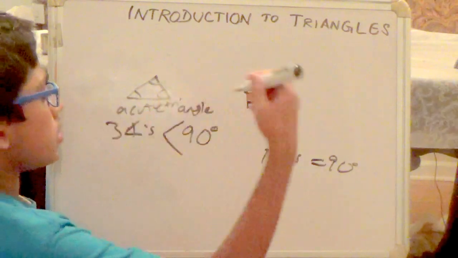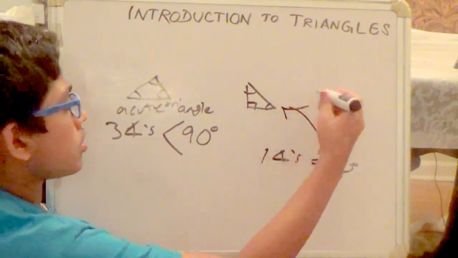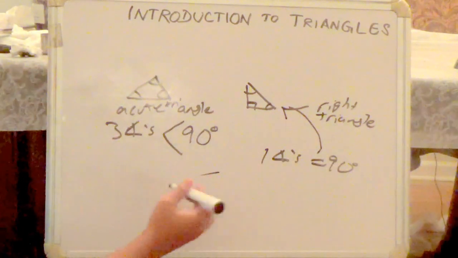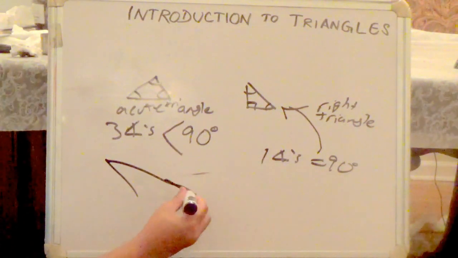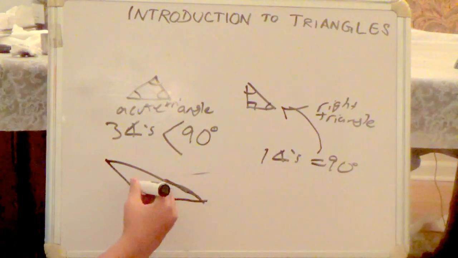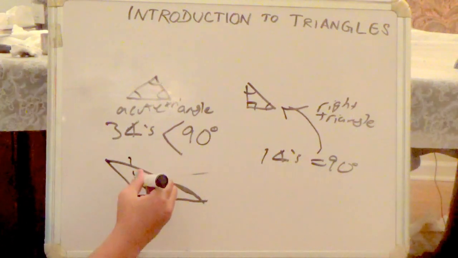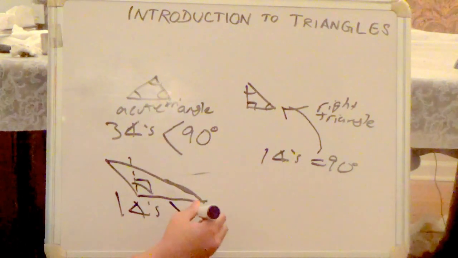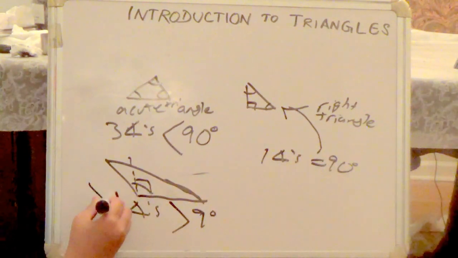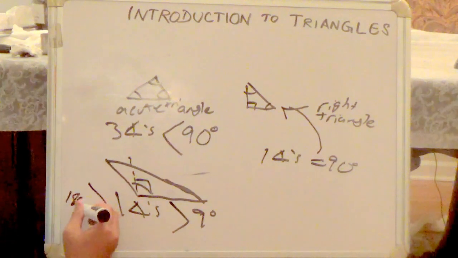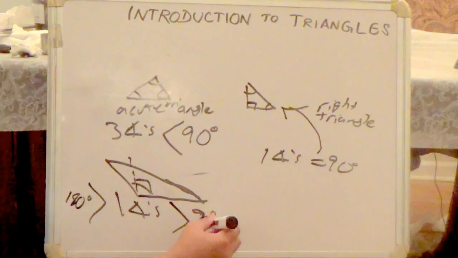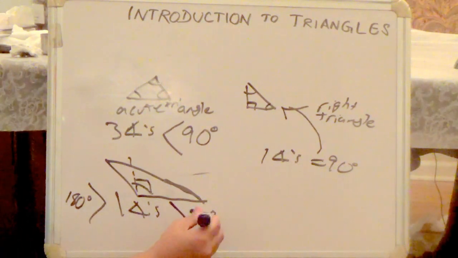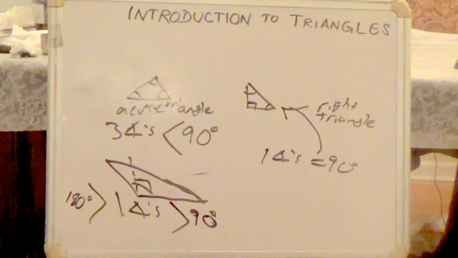And for an obtuse triangle, one angle has to be greater than 90 degrees, but less than 180 degrees. So greater than 90 degrees, not equal to 90. Okay. I'll give you a couple seconds for you to write this down.